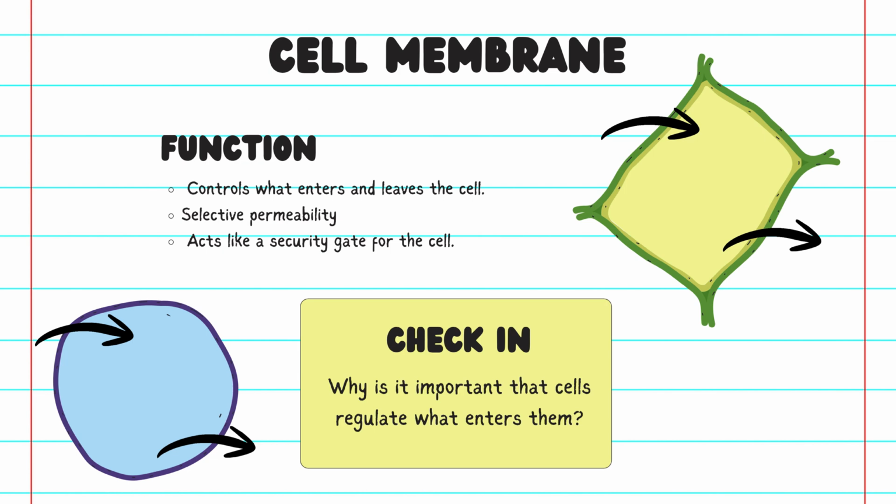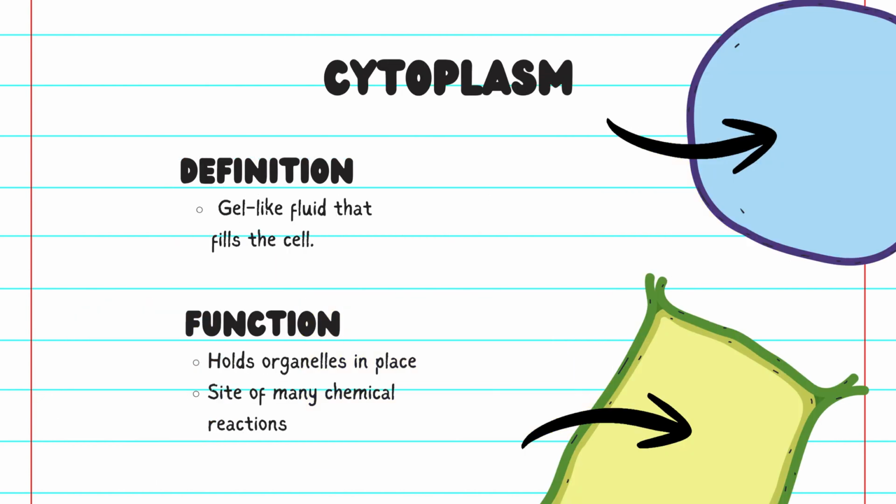Cell membrane. The function of the cell membrane is as follows: controls what enters and leaves the cell, has a selective permeability, acts like a security gate for the cell. Check in. Why is it important that cells regulate what enters them? Cytoplasm. What is cytoplasm? Cytoplasm is a gel-like fluid that fills the cell. What do cytoplasms do? They hold organelles in place. It's the site of many chemical reactions.